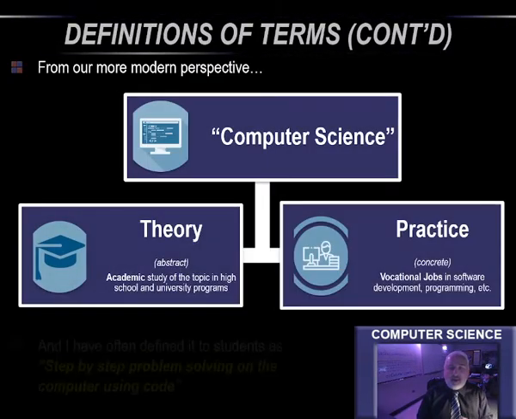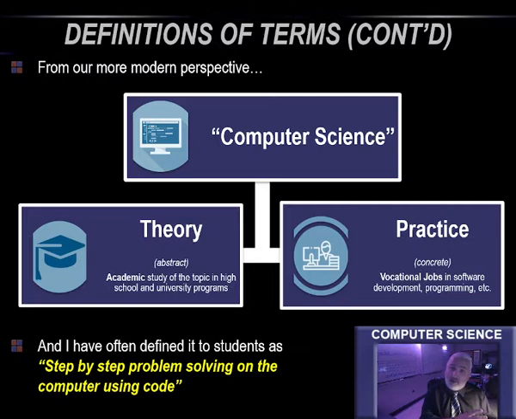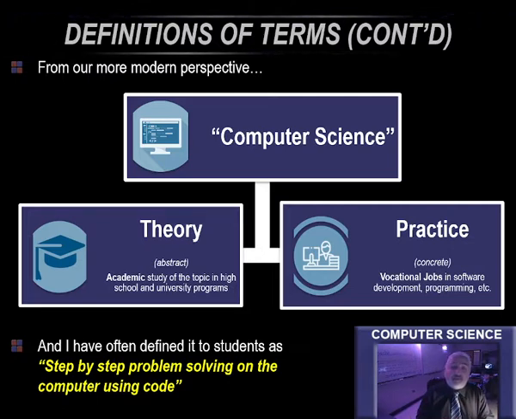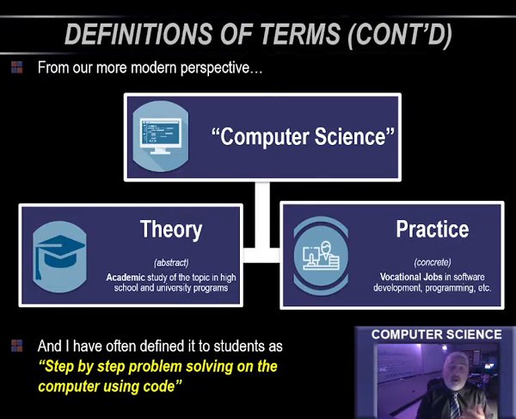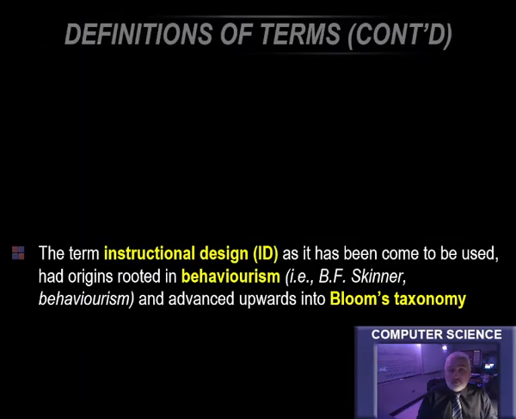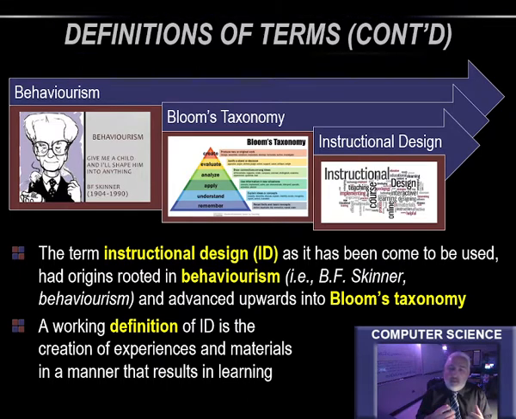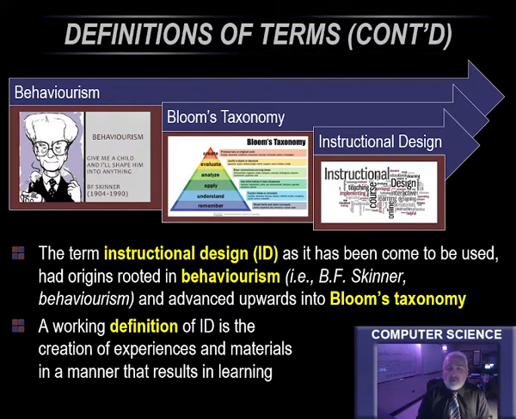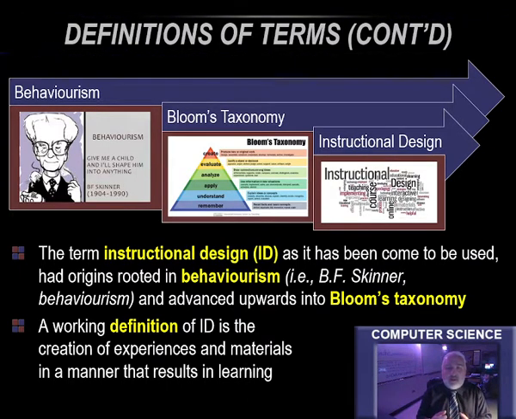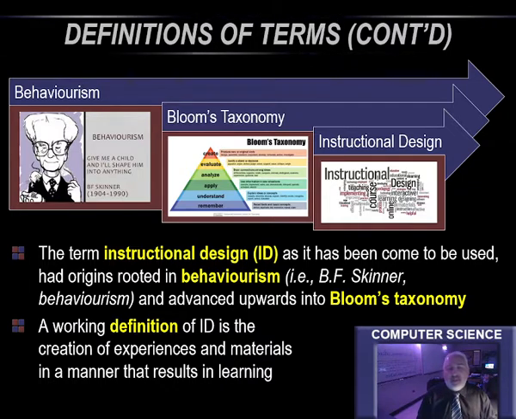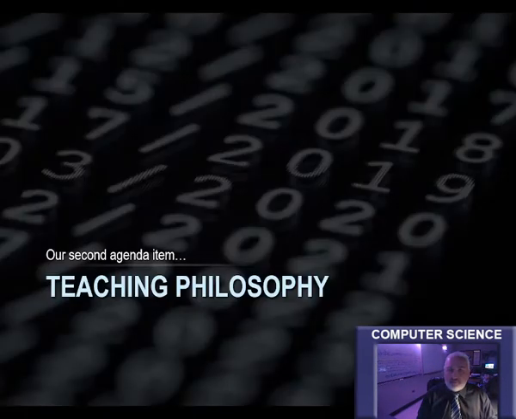From our more modern perspective, computer science is both a theoretical and a practical subject area. When I define it to students, I usually say computer science, if you want to know what it is, is step-by-step problem solving on the computer using code. Now, the term instructional design has its origins in behaviorism, advancing into Bloom's taxonomy and into where we look at it now. A working definition could be the creation of experiences and materials in a manner that results in learning.